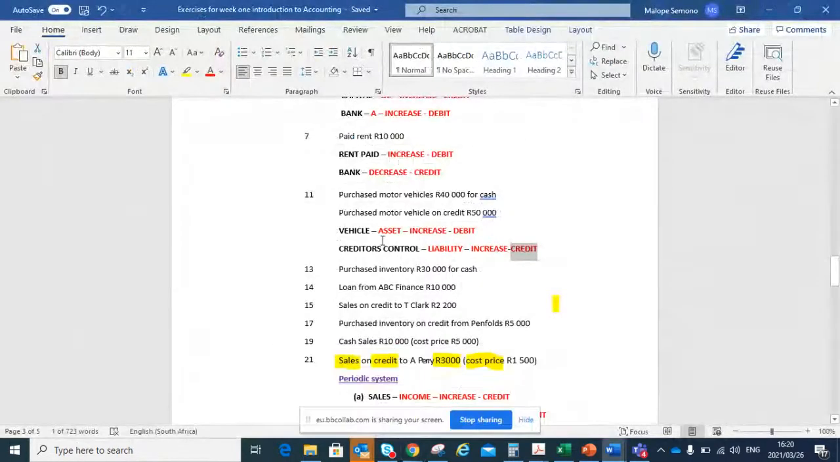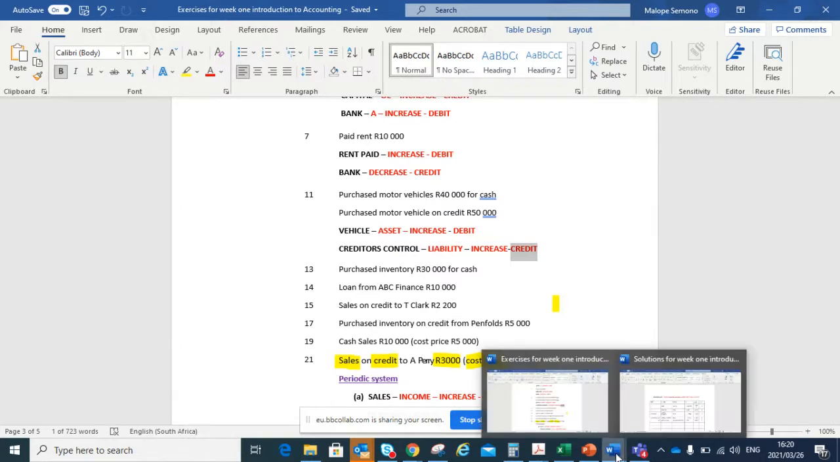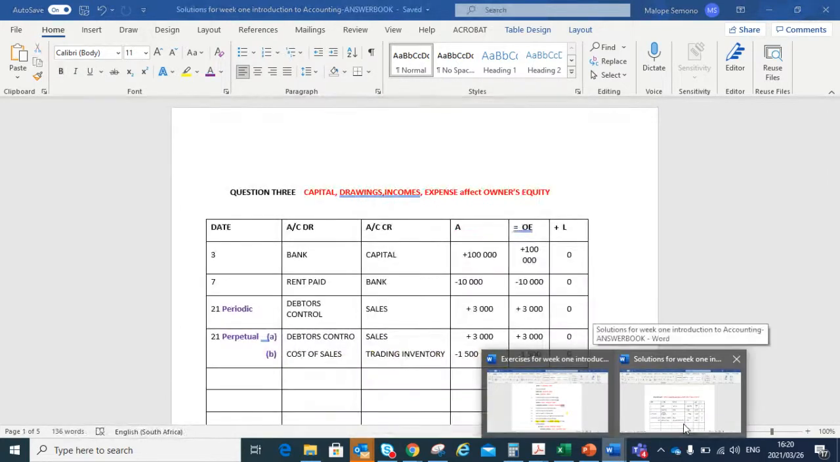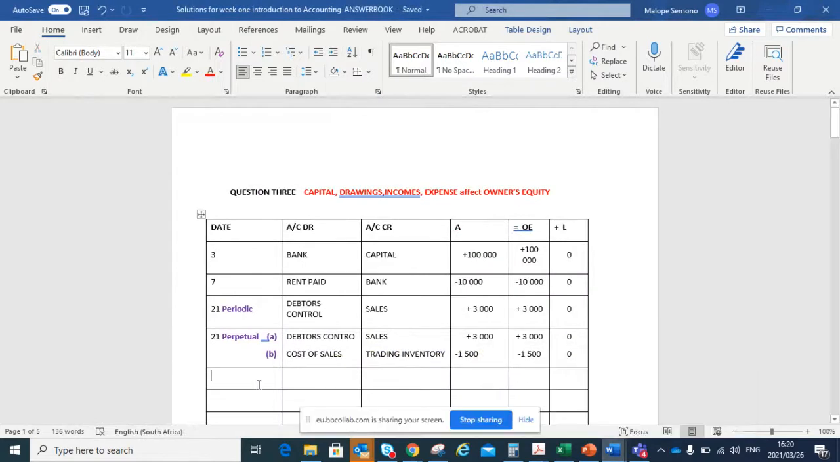Okay, so let's go and record. On the 11th again, I'm going to go and record. Can you see? Remember, I just came up with this one. Don't be confused and say, Sylvester, where did you get it? I'm going to say on the 11th, and we said we debited vehicles. And then we say creditors control.